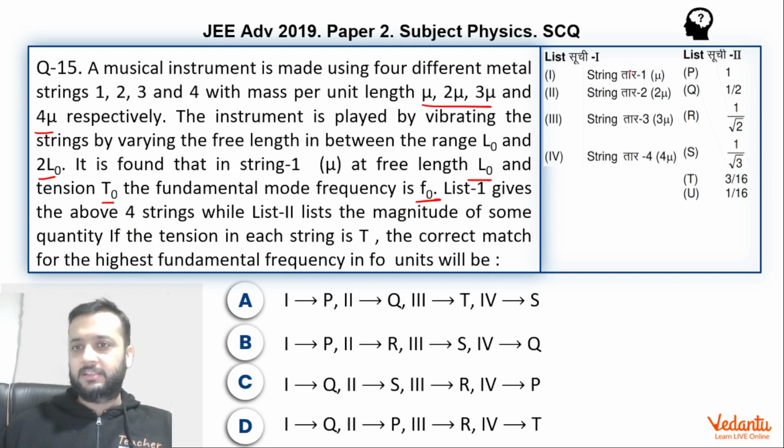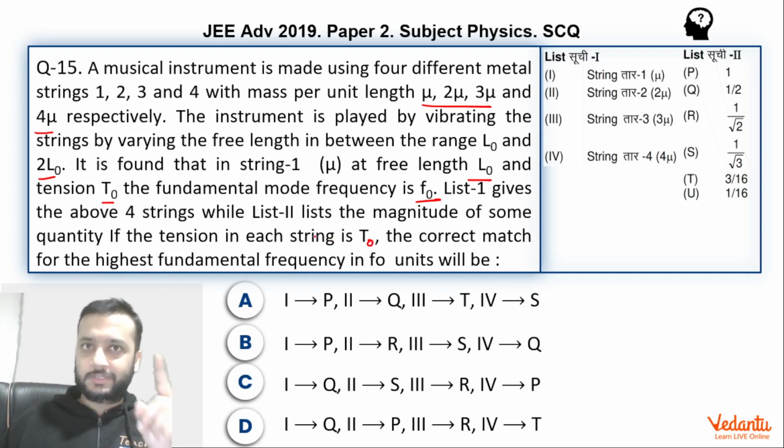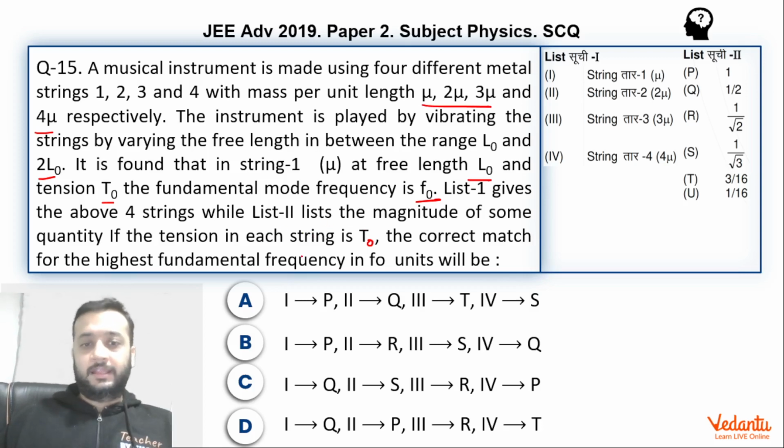List 1 talks about the four strings, and in list 2 we have to find the fundamental frequencies. We will just read this part: if we keep the tension T0 in the remaining 4 strings as well, then it will be T0. That means T0 was the tension in the first string, and we are keeping the same tension in the remaining strings as well. Then we have to find the highest possible fundamental frequencies in terms of F0.